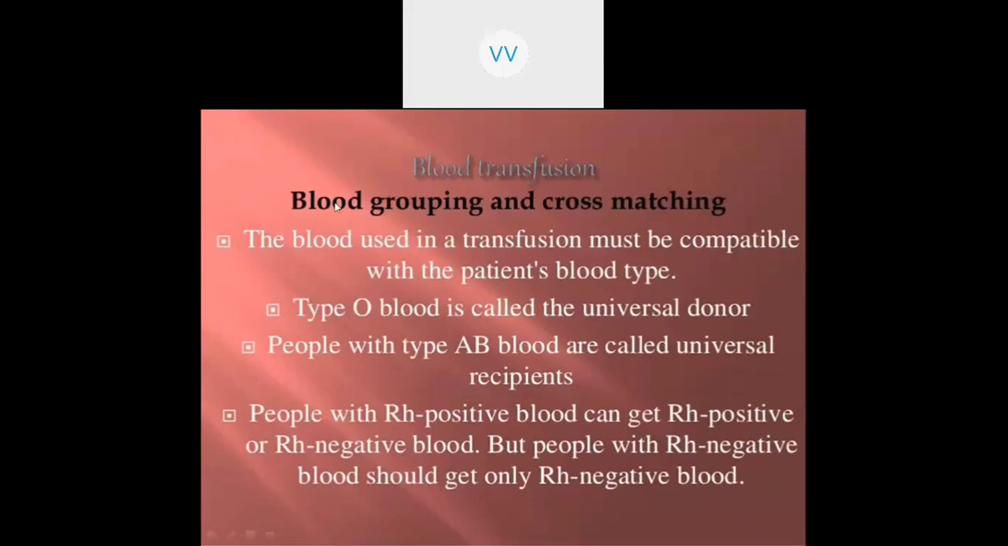The blood used in transfusion must be compatible with the patient's blood type. Type O blood is called the universal donor. People with type AB blood are called the universal recipient. People with RH positive blood can get RH positive or RH negative blood, but people with RH negative blood should get only RH negative.